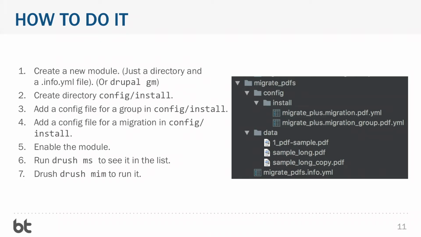So how do we get going? Well, we need a module. Now again, this is my preferred way to do it. You can edit your config straight in your config directory and then just re-import. Again, I strongly recommend against doing that. It's much easier to isolate your changes this way, and you're working in a reusable module. So to create a module, you just need a directory and an info.yaml file, or if you're using Drupal console, the Drupal generate module will do it. Create a config install directory, and in here, you're going to create a migration group, and then your actual migration. And then you enable the module, see your Drush migrate status, and use a Drush migrate import to actually run it.